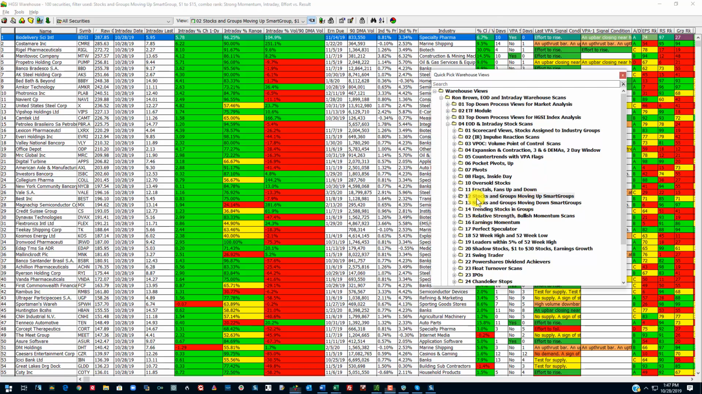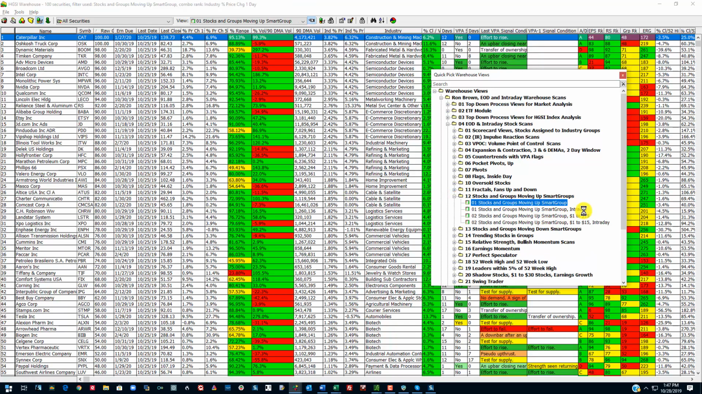This video is going to cover stocks and groups moving up smart groups and stocks and groups moving down smart groups. Now the way I have this set up is I have stocks and groups moving up. What this group does, or what it is, is a group of stocks which are included in this view, or included in the smart group I should say, because they are driven there by a combo ranking.